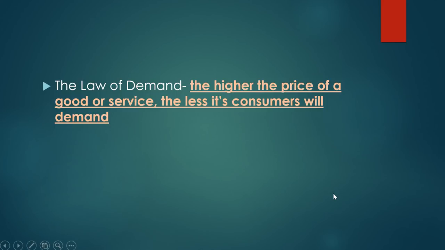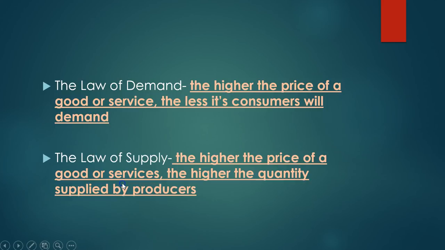The law of demand says that the higher the price of a good or service, the less its consumers will demand. So in other words, the more expensive an item is, not necessarily in terms of sale price, but the more expensive it is to buy something like a larger item like a car, the less its consumers will demand. People aren't going out and buying a car every day because it is a large expense. That's the law of demand.